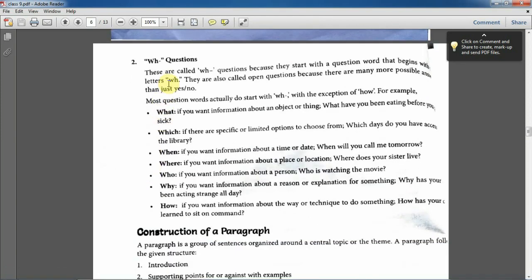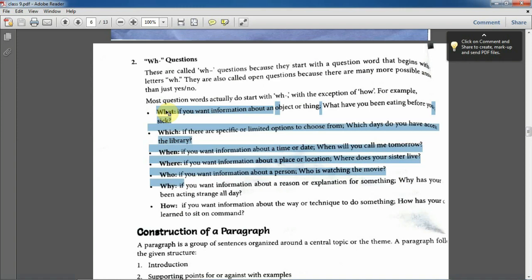Then WH questions. These are called WH questions because they start with a question word that begins with the letters WH, like what, which, when, where, who, why, how. If you want information about the way or technique to do something, you ask how. So these are the questions known as WH questions. How is an exception. The rest, what, which, when, where, who and why, everything starts with WH.